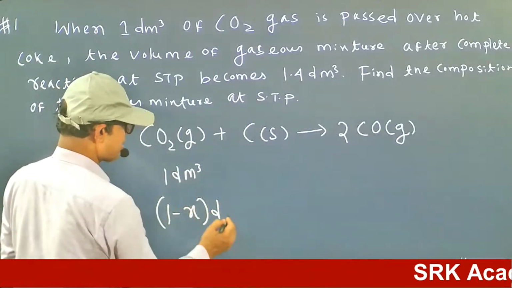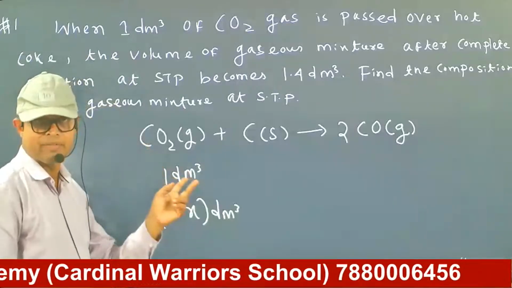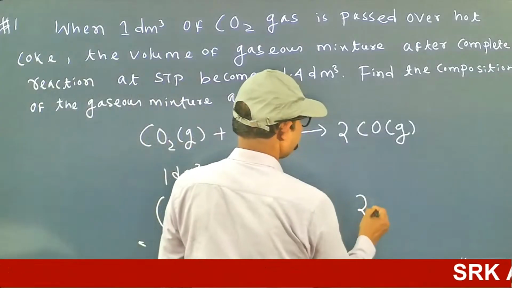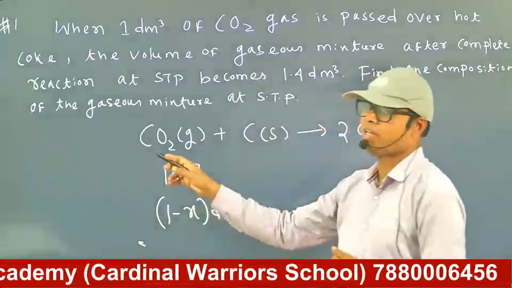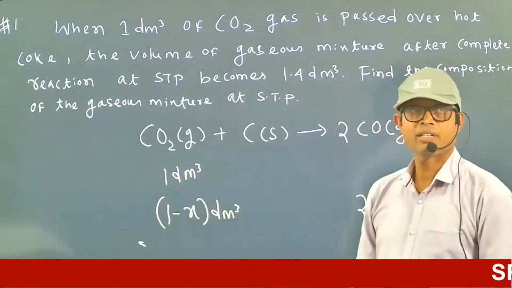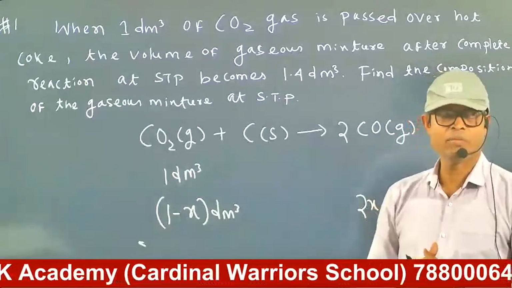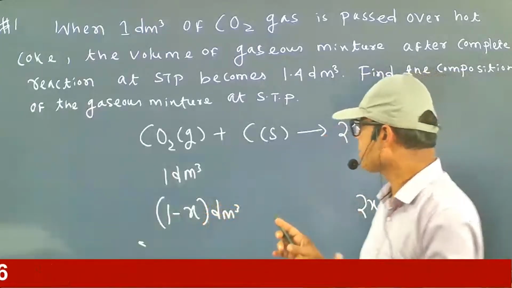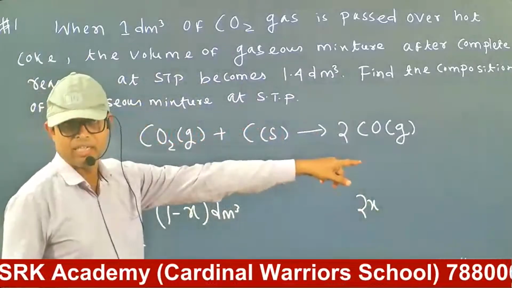1 minus x decimeter cube is the volume of carbon dioxide that is left. And at that time, how much carbon monoxide is formed? 2x volume of carbon monoxide is formed. Clearly, when you take 1 volume of carbon dioxide, 2 volumes of carbon monoxide are formed. So when x volume of carbon dioxide reacts, 2x volume of carbon monoxide is formed.